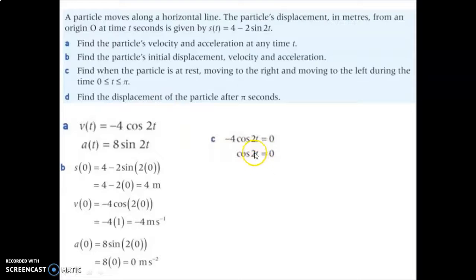Now you notice we have 2t here, so we should change the domain we're looking at. If this becomes 2t, everything's multiplied by 2 like this. So on that domain, what are the solutions of this? Okay, now check your work. We have these 2 solutions.